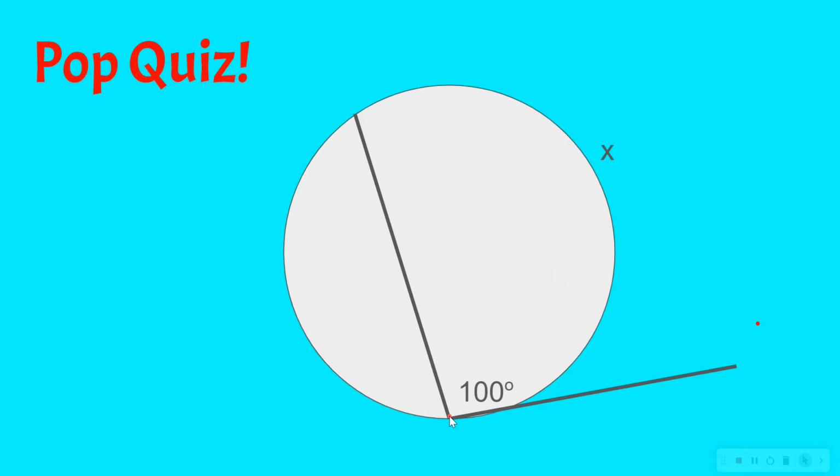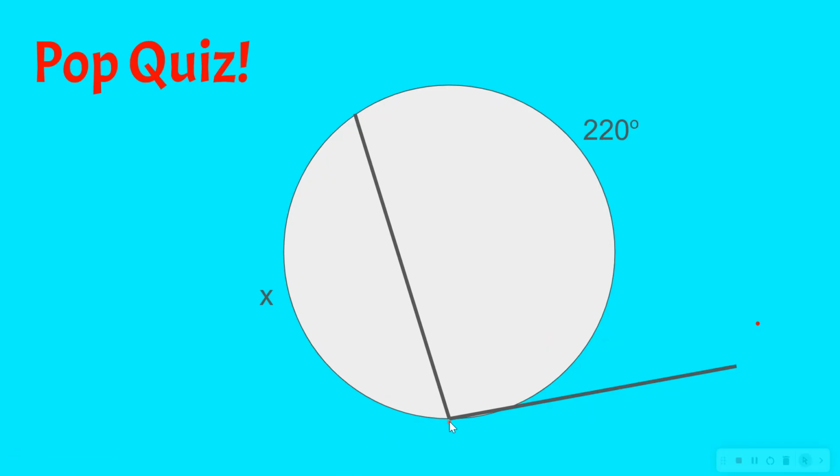Okay, this is also an inscribed angle. It looks scary. It's just its vertex is on the circle. This is the intercepted arc. So I'm going to double it. So my arc is going to be 200 degrees. Okay, again, the inscribed angle is half of the intercepted arc, so it's going to be 110 degrees.